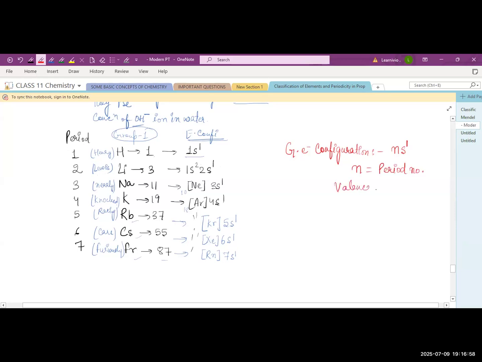Now just tell me, what is the valence electron for group number 1? You can see in the electronic configuration, the valence electron is 1. Yes, very good. So the valency will be 1. That's the general electronic configuration for group number 1, alkali metals. Write it down.